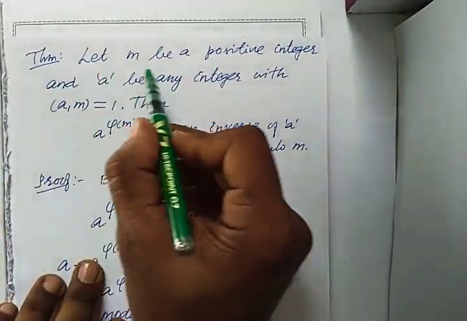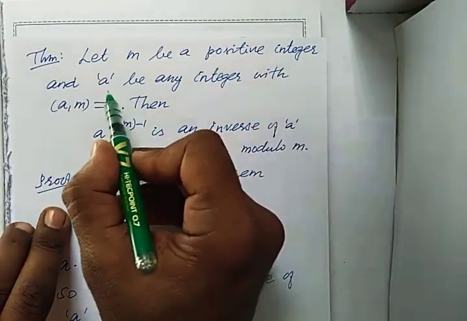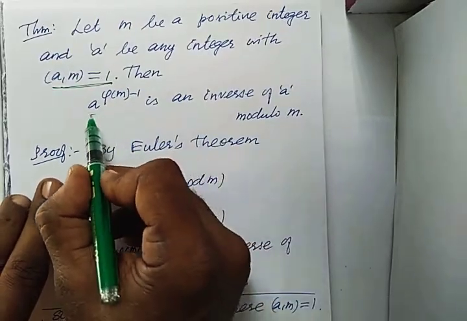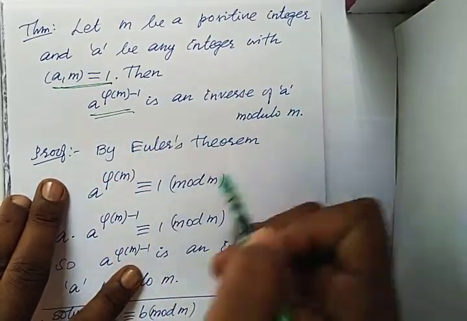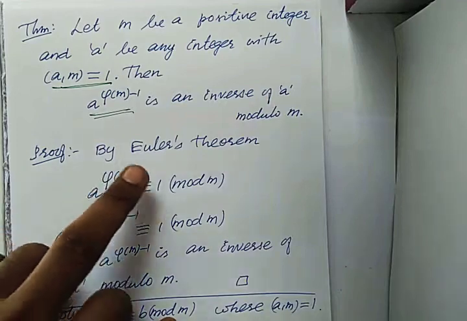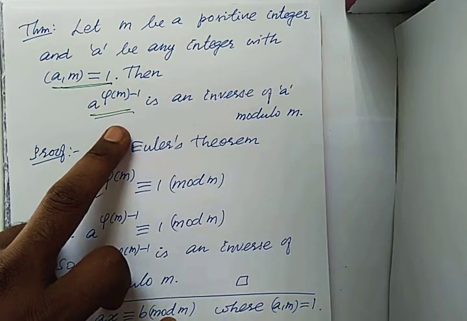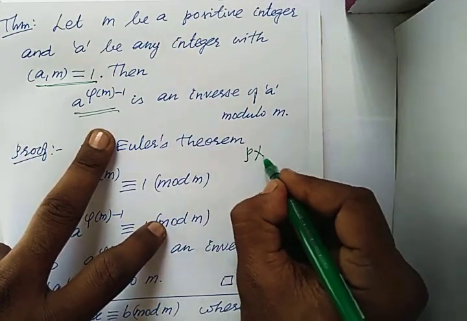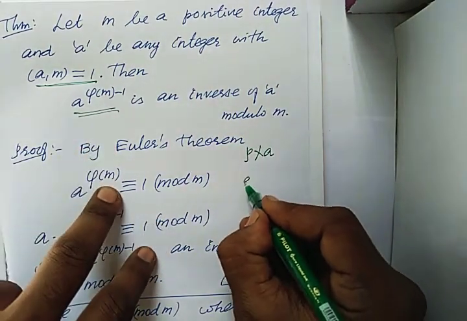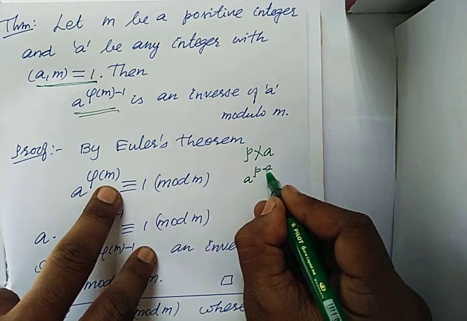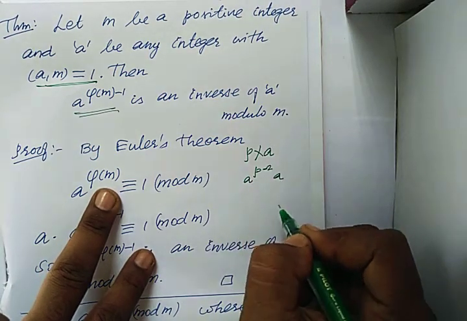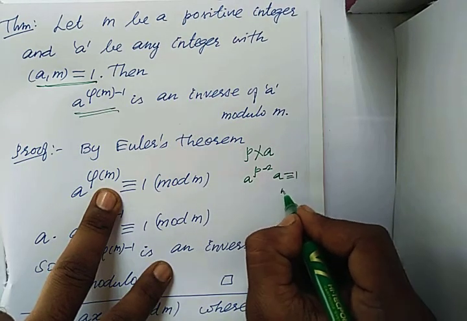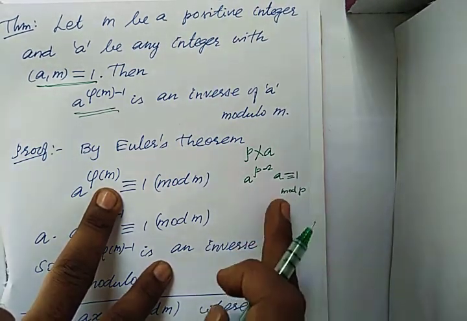Theorem: let m be a positive integer and a be any integer relatively prime to m. Then a to the power phi of m minus 1 is called an inverse of a modulo m. Already we have seen such a theorem using Fermat's theorem, right? If p does not divide a, then a to the power p minus 2 is the inverse of a, because a to the power p minus 1 is congruent to 1 mod p by Fermat's theorem.